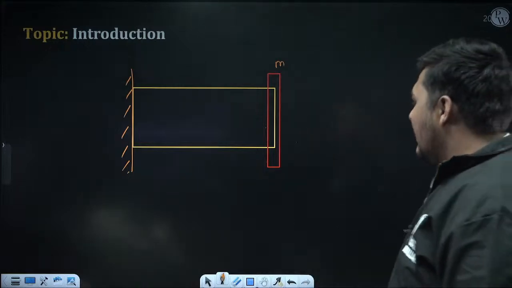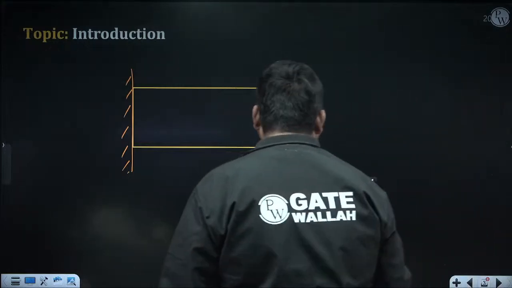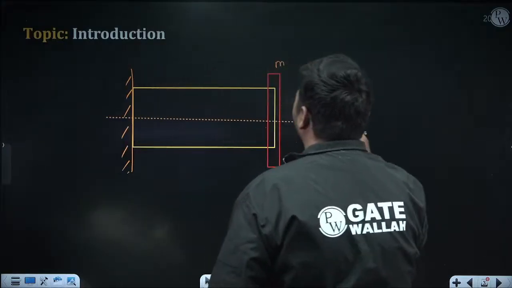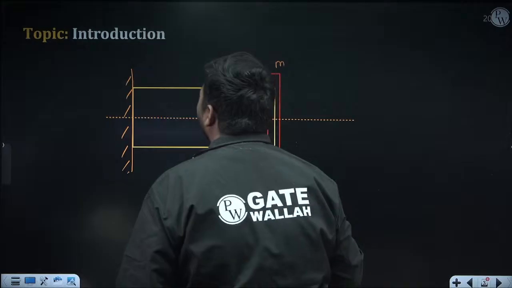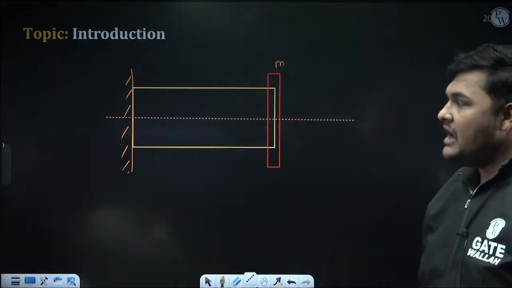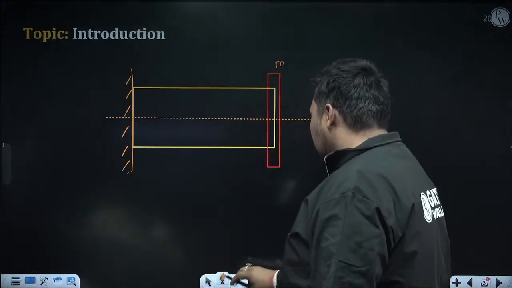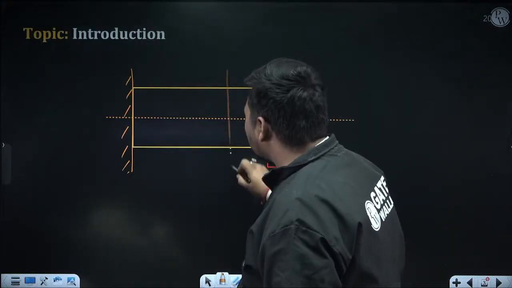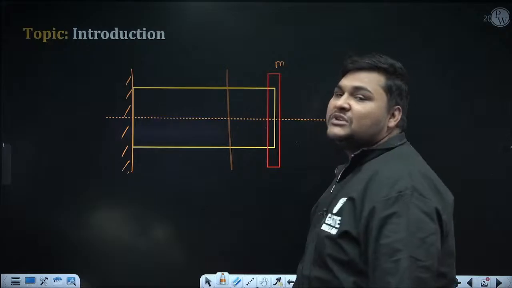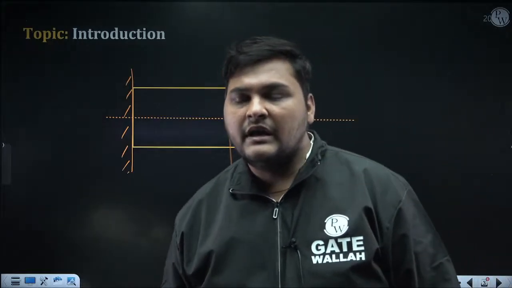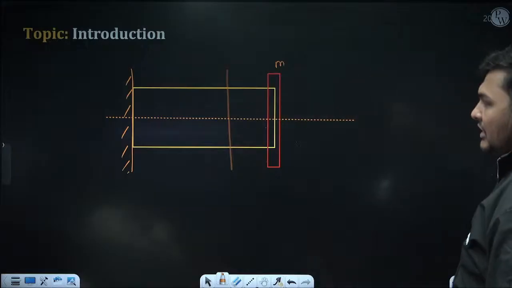Now we know whether it is shaft, beam or bar, the axis which is along the length is known as the longitudinal axis. And the axis which is along the cross section, see in this structure, this is known as the cross section, is known as the transverse axis. Now see, what is the meaning of longitudinal vibration?